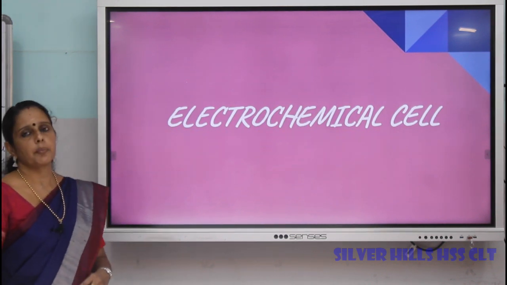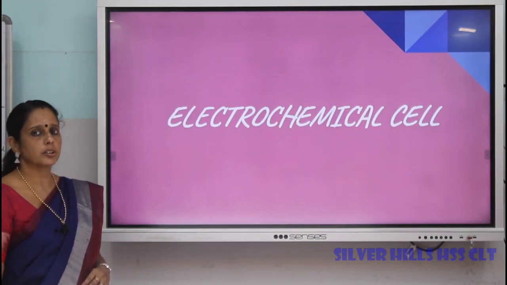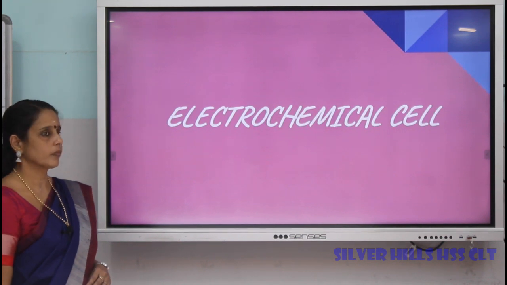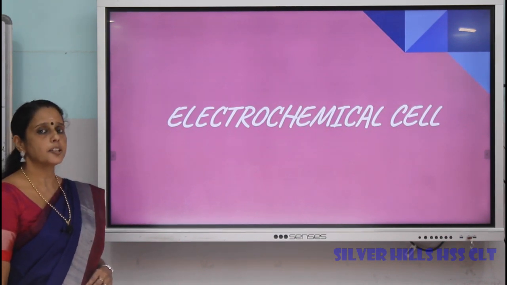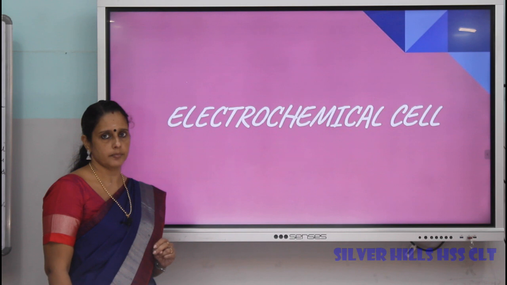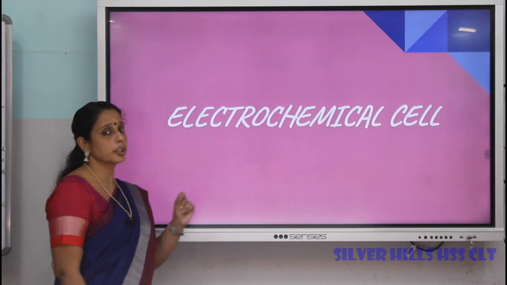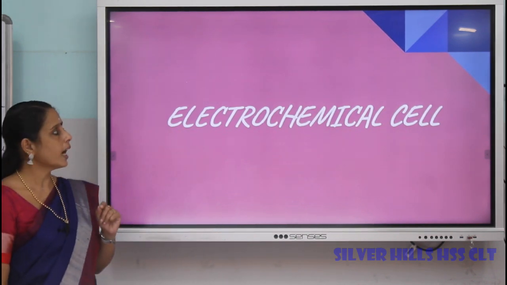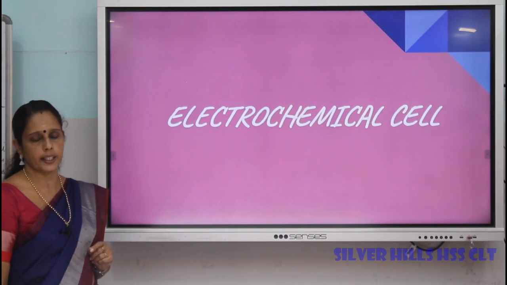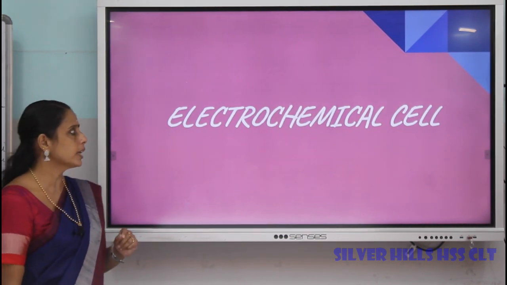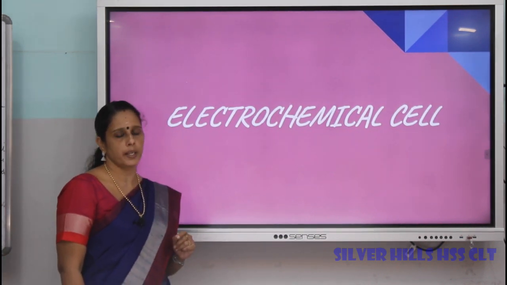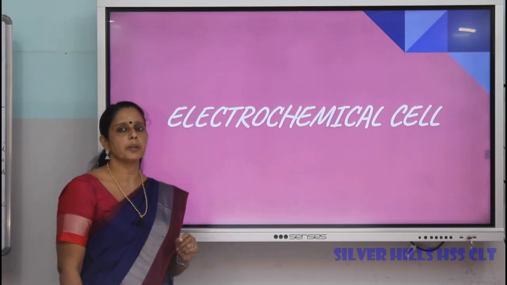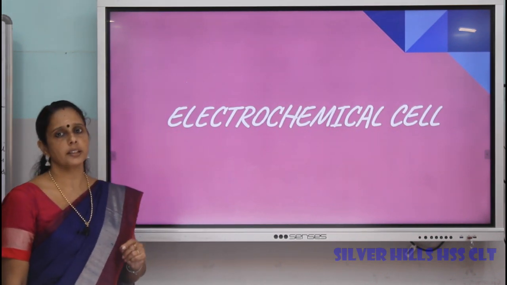In all electrochemical cells, a redox reaction takes place and it consists of two half cells, the anodic half cell and the cathodic half cell. In the anodic half cell, oxidation takes place, and in the cathodic compartment, reduction takes place, and in an electrochemical cell, a redox reaction takes place.